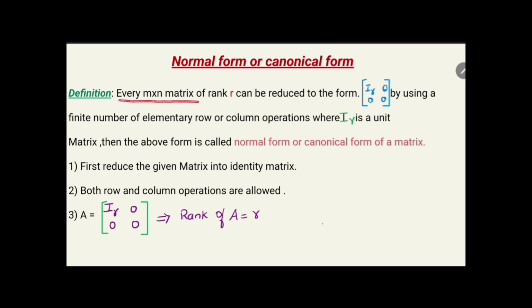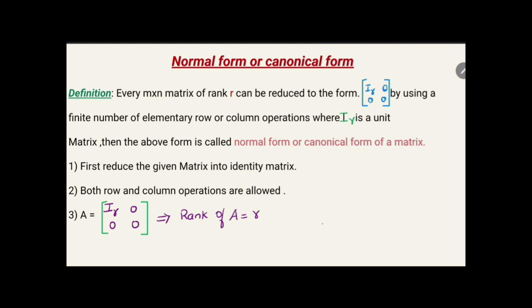Every m by n matrix of rank r can be reduced to the form [I_r 0; 0 0] by using a finite number of elementary row or column operations, where I_r is a unit matrix. Then the above form we call the normal form or canonical form of a matrix.